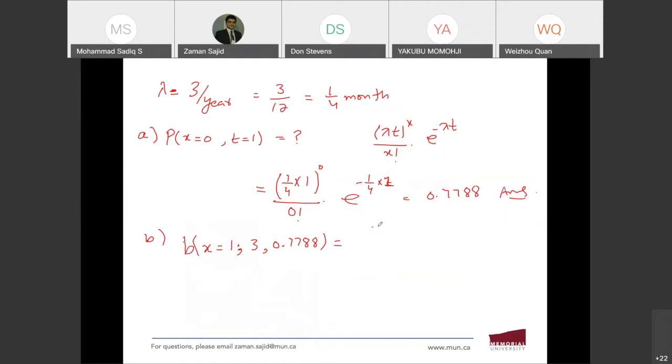So this is equal to 3 choose 1, times the value of P at x equal to 1, which is 0.7788 to the power x, which is 1, times 1 minus 0.7788, 1 minus p, and here we have the power 3 minus 1 basically. So when you solve this, you get 0.114. Okay, and that's your answer for part 1. This is your answer for part 2.